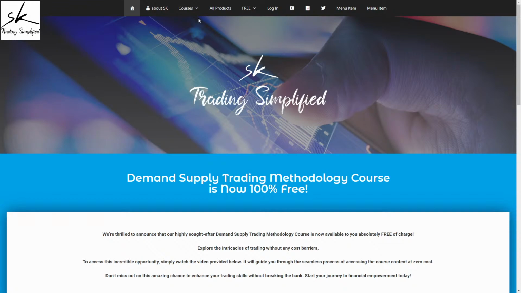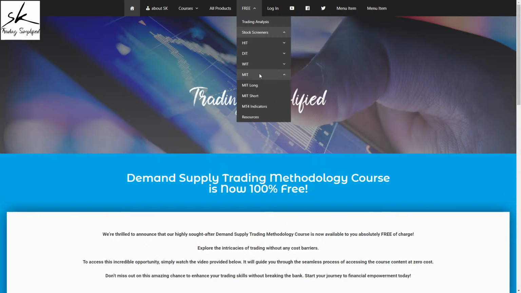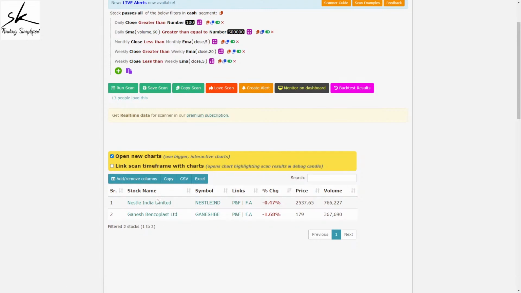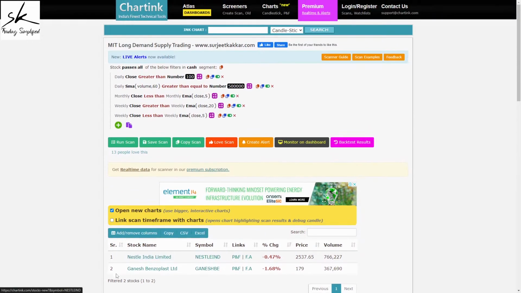So like I was saying, once you come to our website, you can see under the free tab, you have stock screener. Because I opted that I want to plan MIT trades, I can run the long scan and the short scan. So here you can see the long scan is shortlisting 2 symbols for me. But like I said, just because these 2 symbols are getting shortlisted does not mean I can blindly buy these 2. So remember, the job of the scanner is never to tell you what you need to buy or sell.